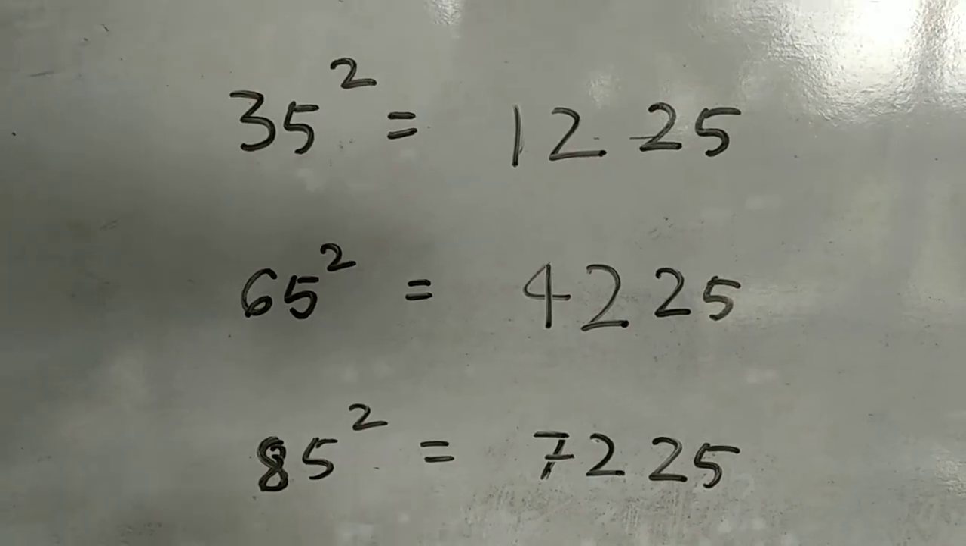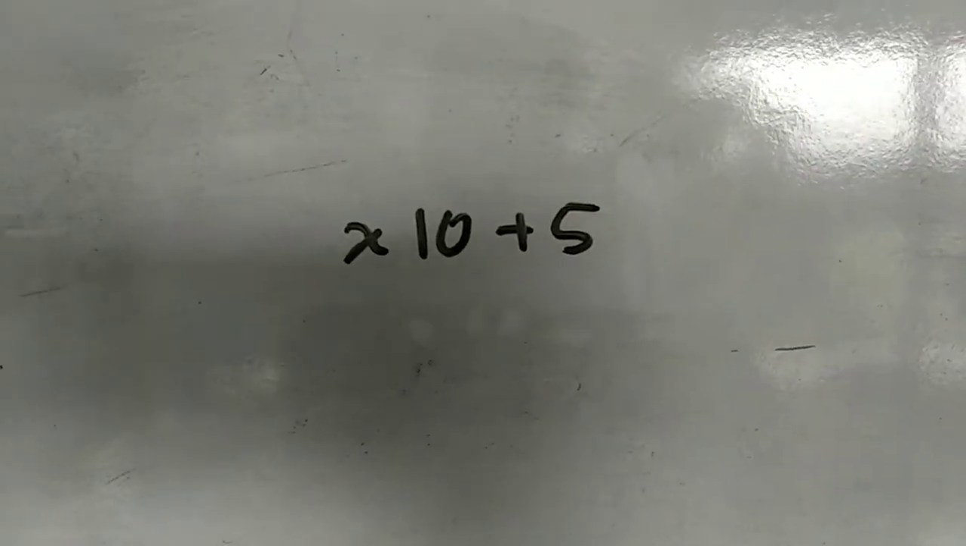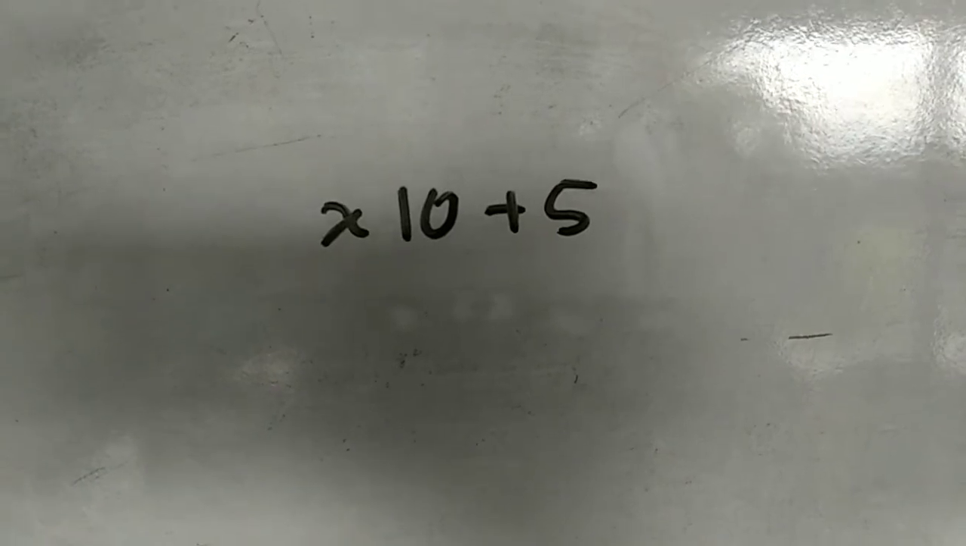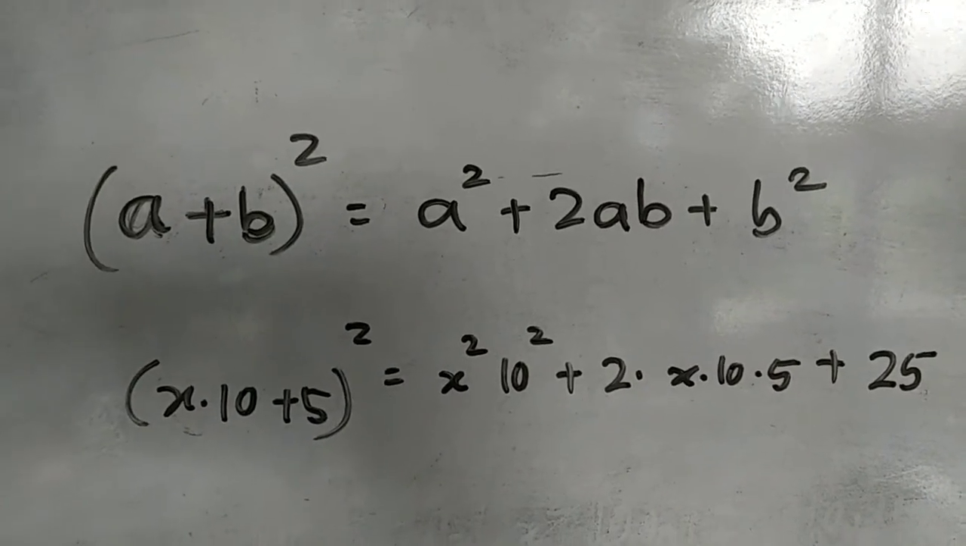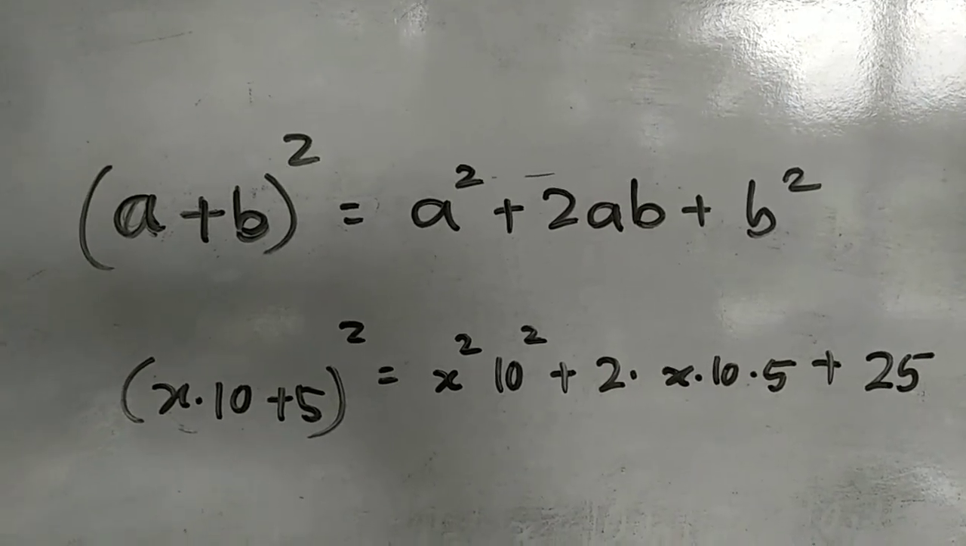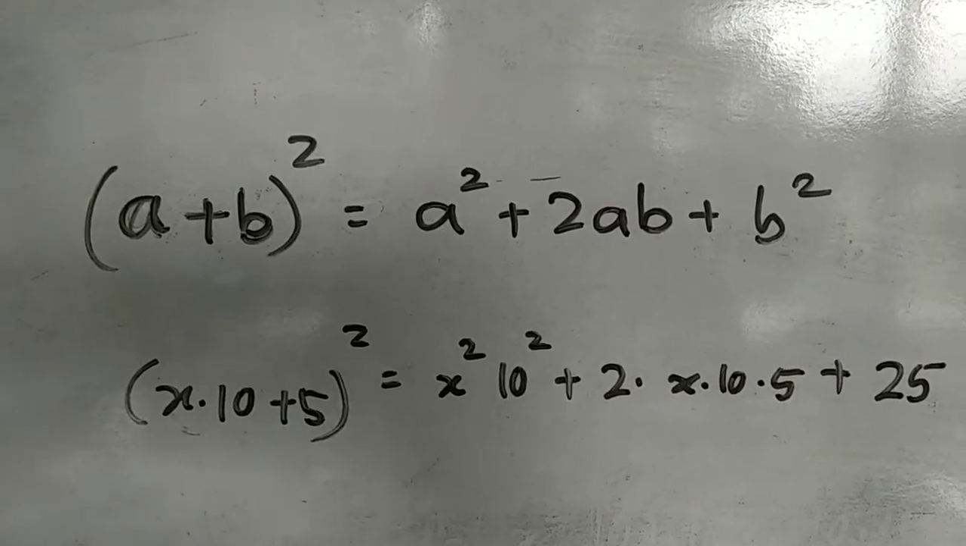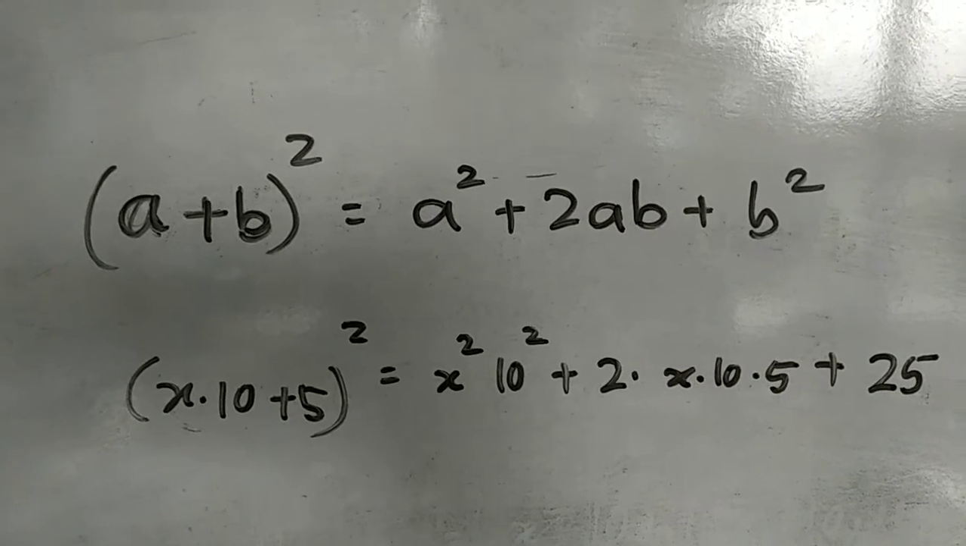Now let's see why it works. Any number ending with 5 can be written as x times 10 plus 5. Also we have the (a plus b) whole square formula, which is a square plus 2ab plus b square. Apply that on x times 10 plus 5.